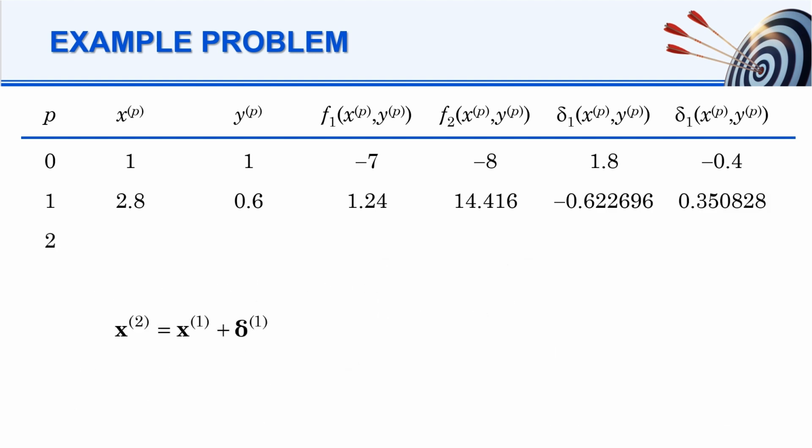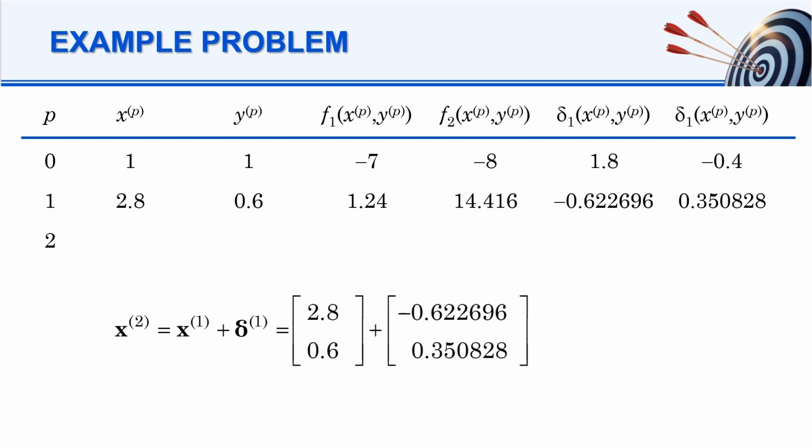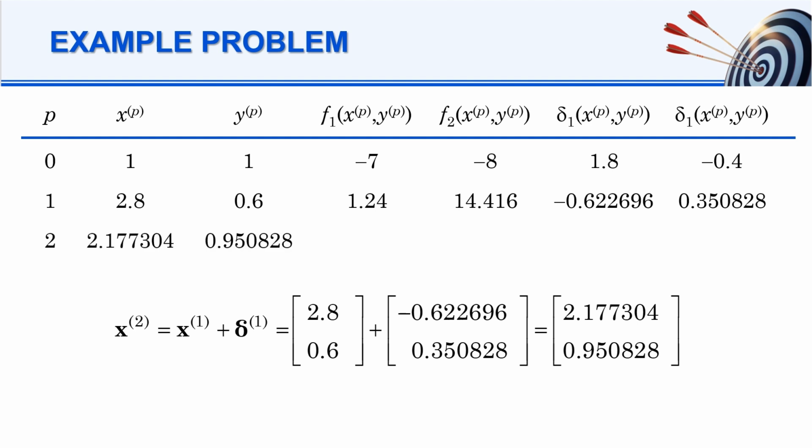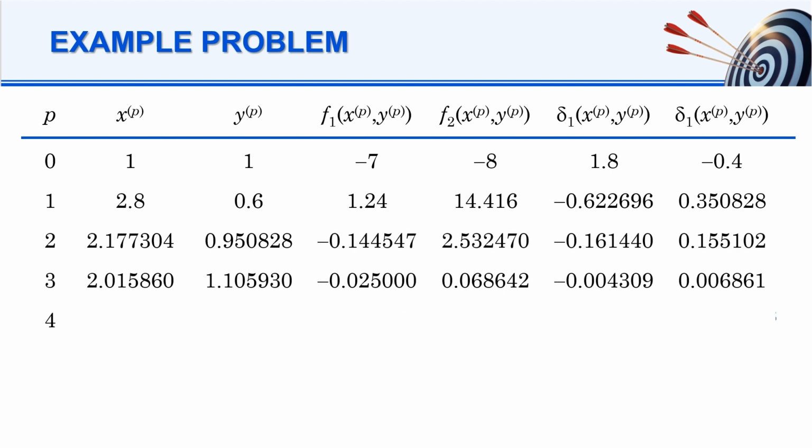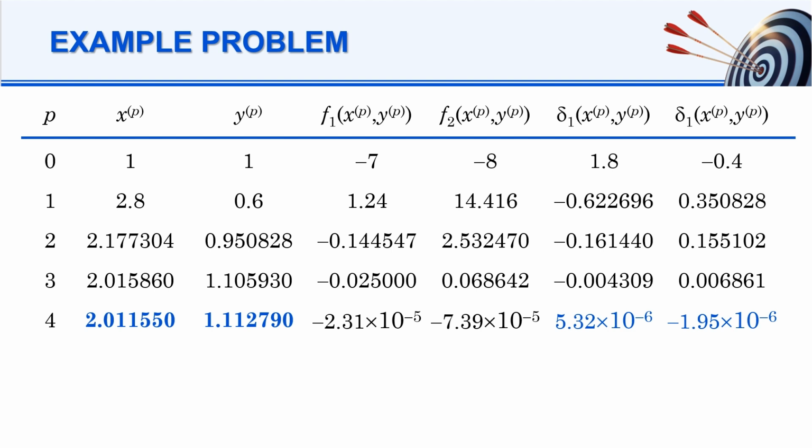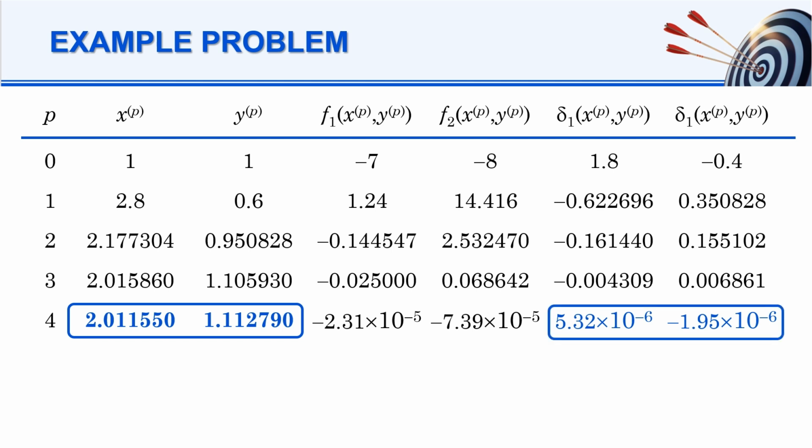The second estimate is obtained by adding the displacement and first estimate vectors, which gives x2 equals 2.17730 and y2 equals 0.950828. Repeating this procedure, the converged estimate for the system of nonlinear equations is obtained as x equals 2.011550 and y equals 1.112790. The Euclidean norm of the displacement vector satisfies the convergence condition.